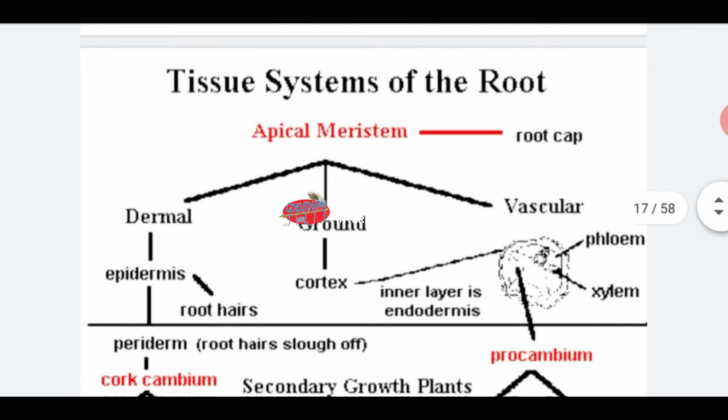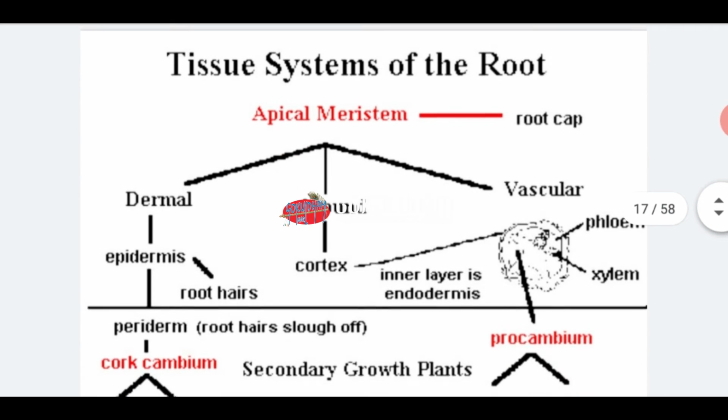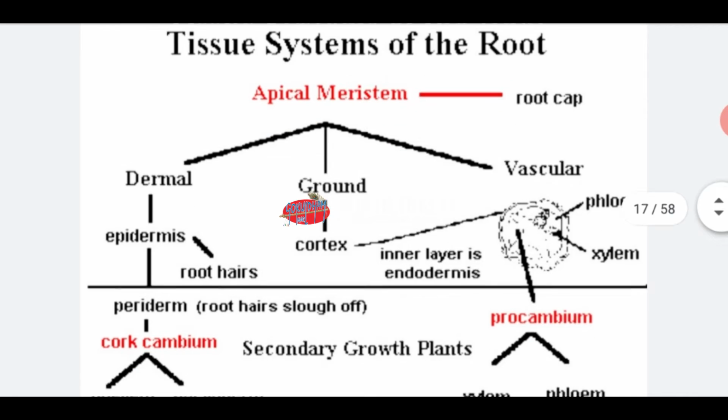The tissue system of root. The apical meristem is divided into dermal, ground and vascular, and it produces dermal, ground and vascular tissue. Dermal tissue produces the epidermis, ground tissue produces the cortex, and there are two types of vascular tissue. The first one is phloem and another one is xylem.